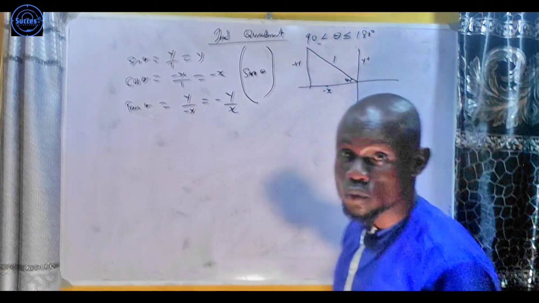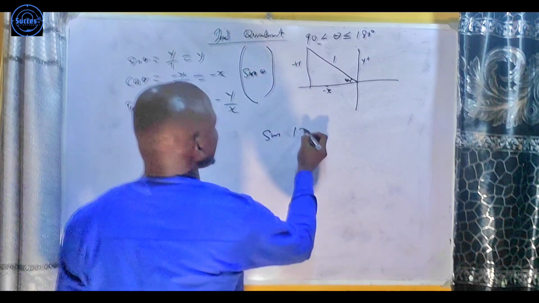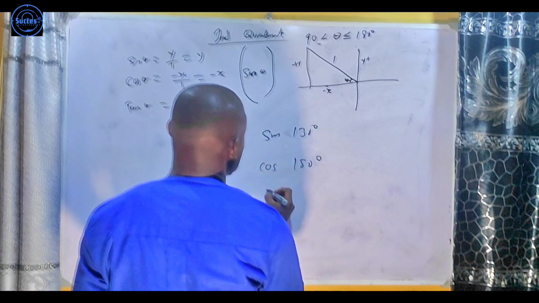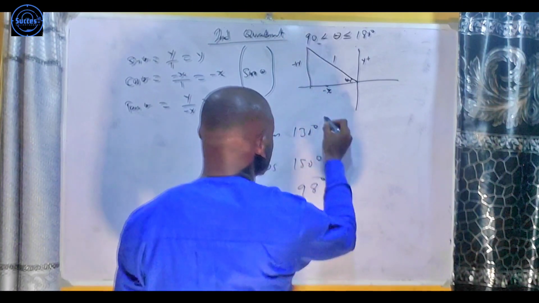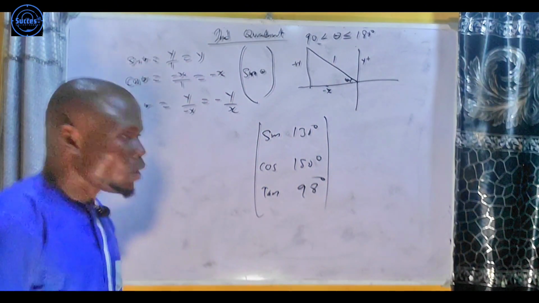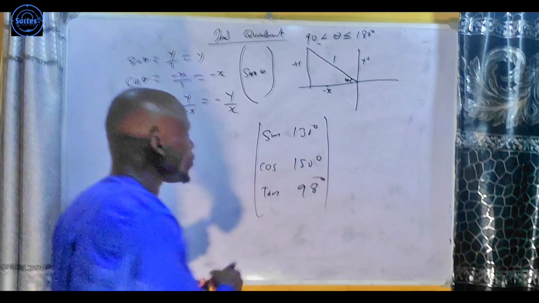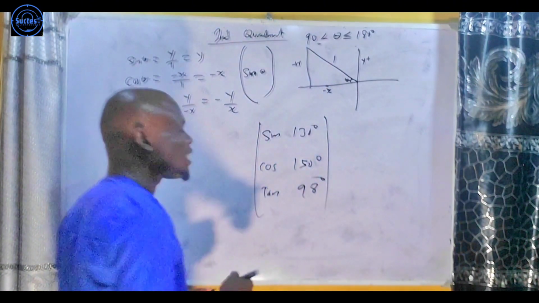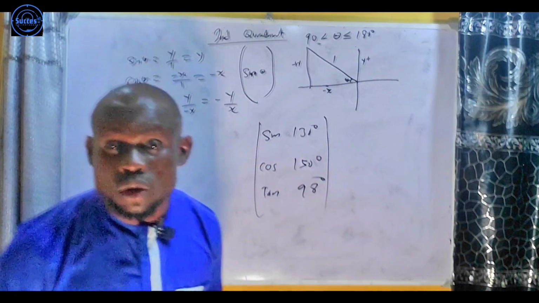Suppose we are asked to find sine 130 degrees, cos 150 degrees, tan 98 degrees. Now, how do you find this? We already know that all these angles are in the second quadrant.